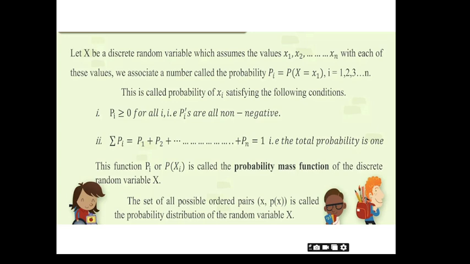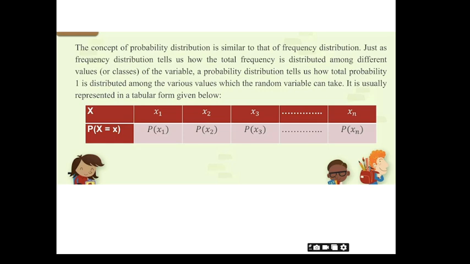The first condition is Pi is greater than or equal to 0. That is, the Pi's are all non-negative values. The second condition is the total probability equal to 1. That is, summation Pi is equal to 1. If these conditions are satisfied, then Pi or P of xi is called the probability mass function. Then the ordered pair x comma p of x is called the probability distribution of the random variable.